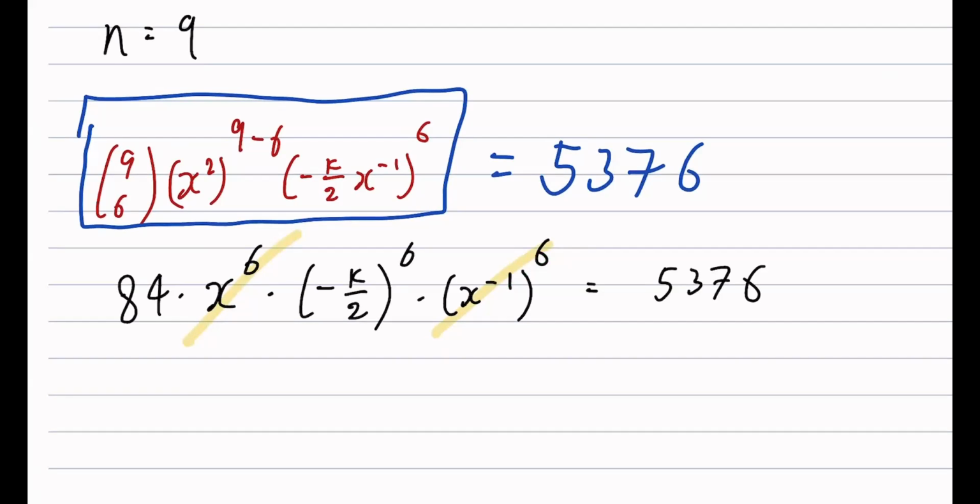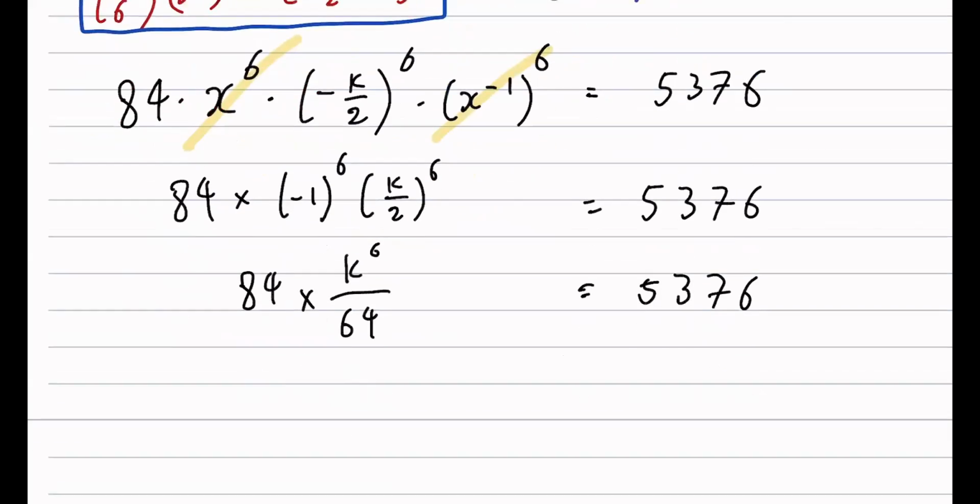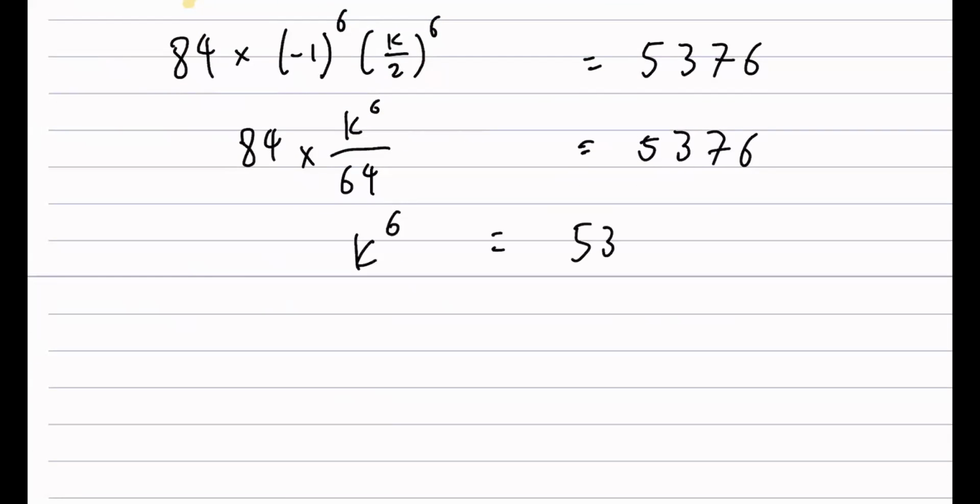You're left with 84 times negative k over 2 power 6, which is actually the same as negative 1 power 6 times k over 2 power 6. Negative 1 power even is just a 1. So k over 2 power 6 is k power 6 over 2 power 6, which is 64, multiplied by 84 on the left equals 5376. Then you solve for k power 6, you'll get 5376 multiplied by 64, but you divide by 84. Let's see. Okay, 4096. Good. K power 6.